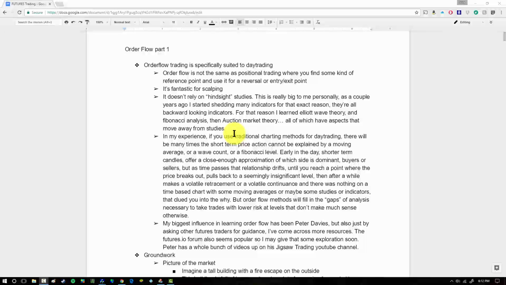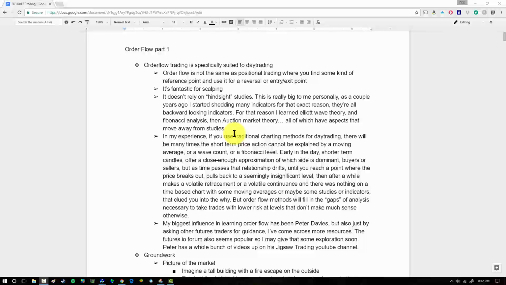Early in the day, shorter-term candles offer a close enough approximation of which side is dominant, buyers or sellers, but as time passes, that relationship drifts until you reach a point where price breaks out, pulls back to a seemingly insignificant level. Then after a while, it makes a volatile retracement or continuance, and there was nothing on a time-based chart with some moving averages and studies and indicators that clued you into the why. But order flow methods will fill in those quote-unquote gaps of analysis necessary to make trades with lower risk at levels that don't make much sense otherwise.